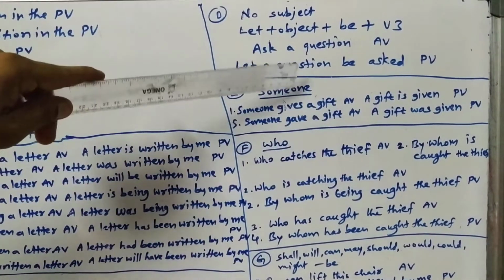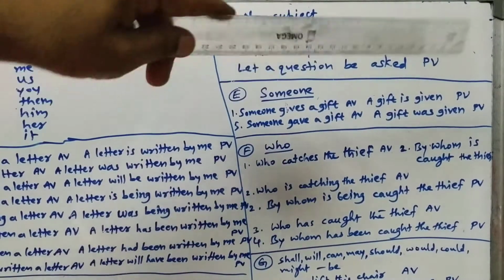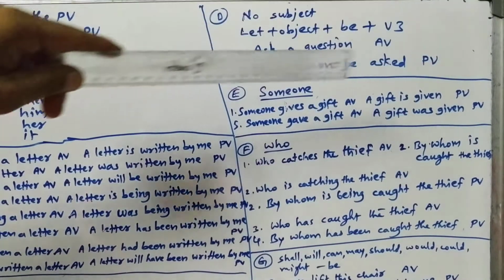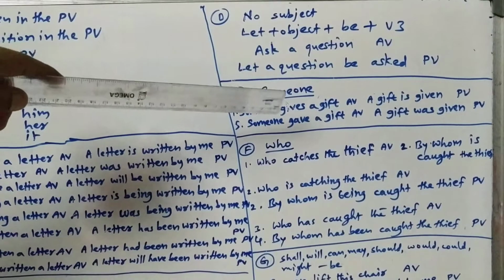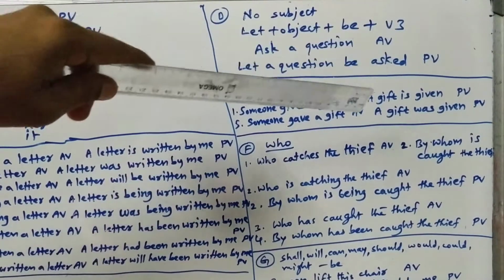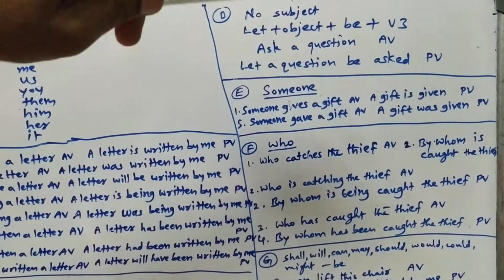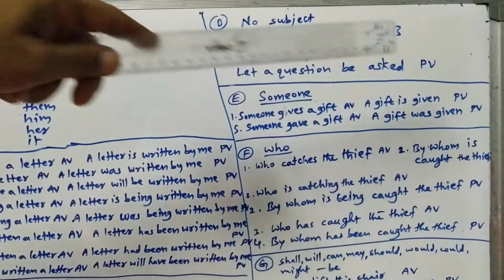A gift is given. Someone gave a gift: a gift was given. Someone will give a gift: a gift will be given. Someone is giving a gift: a gift is being given. Someone was giving a gift: a gift was being given. Someone has given a gift: a gift has been given. Someone had given a gift: a gift had been given.